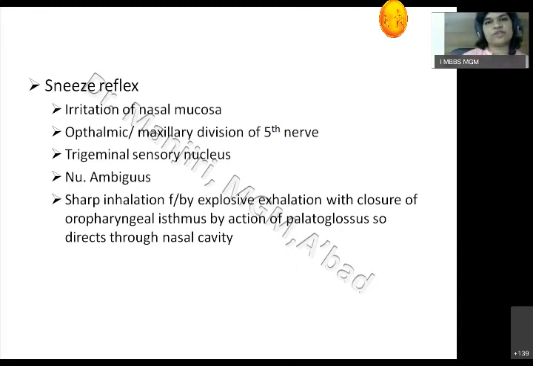Now there is one more reflex called the sneeze reflex. So there is a nasal mucosal irritation. Here the sensory nerve is actually the ophthalmic or maxillary division of the trigeminal nerve. So sensory information is carried to the spinal nucleus of the trigeminal nerve. Again, it is carried to the motor nucleus, that is nucleus ambiguus. From ambiguus, there will be first a sharp inhalation and then an explosive exhalation because the oropharyngeal isthmus will be closed down by the palatoglossus muscle. So whatever forceful air is pushed, it will be pushed through the nasopharynx to the nasal cavity. So it will be called a sneeze.